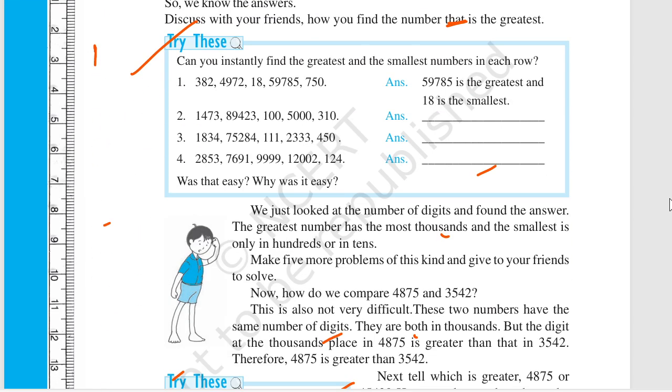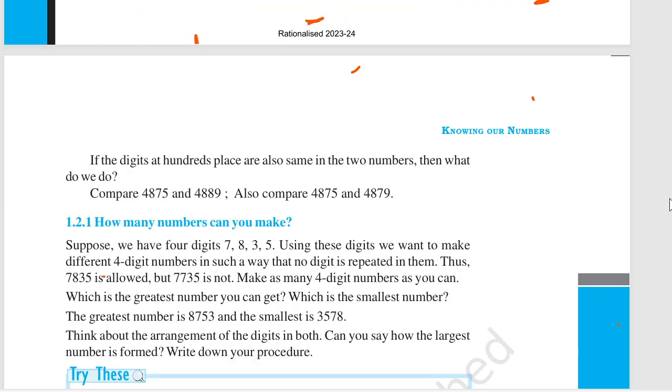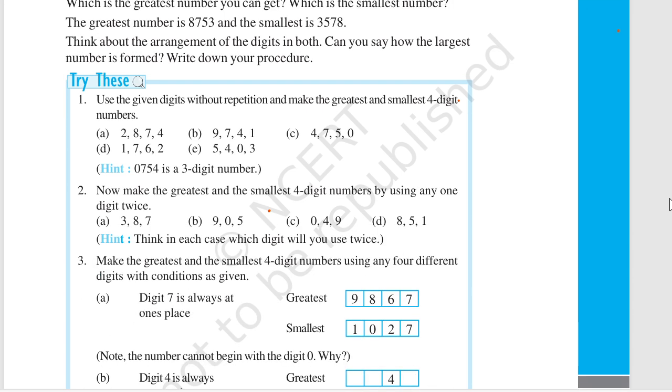number. Apart from that, we have already learned how to make the greatest four digit number and the smallest four digit number when four digits are given. And if it is written in the question that you have to repeat one number twice or two numbers twice for making the numbers, we can do that also by repeating the numbers.